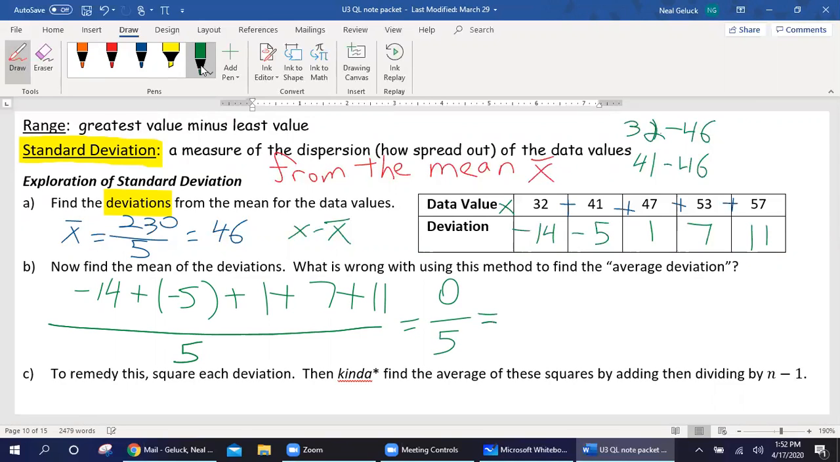0 divided by anything besides a 0 is 0. This is not a coincidence that I got 0. This would always happen if I tried to do this. If I tried to simply average how far away everybody is from the mean, it's always going to be 0. And by definition, that makes sense because the mean is right in the middle. So you've got some stuff smaller, some stuff above. They'll cancel one another out. So this doesn't work.